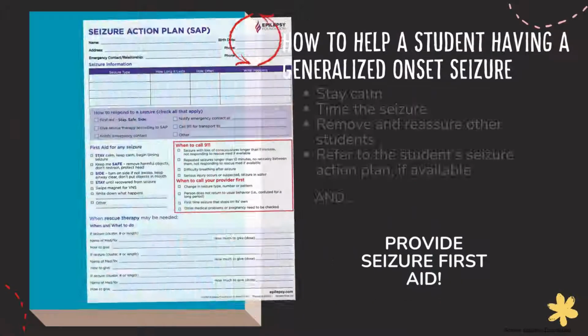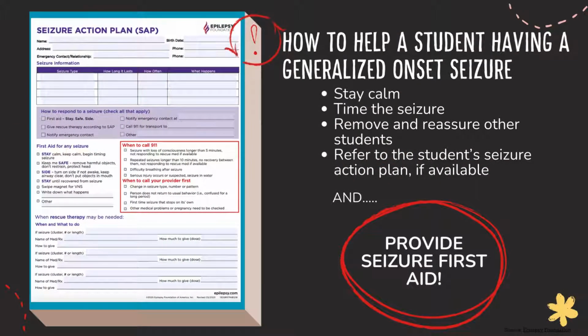How can school staff help a student experiencing a generalized seizure? First, stay calm and start timing the seizure. How long the seizure lasts is extremely important and will be discussed more later. Reassure other students and, if possible, remove them from the area. All students with a known seizure disorder or history of seizures should have a seizure action plan that details what to do should a seizure occur, but seizure first aid should always be provided.